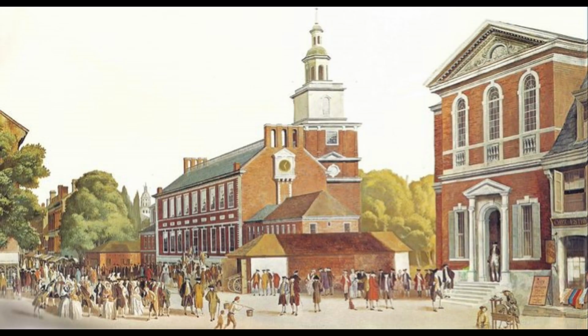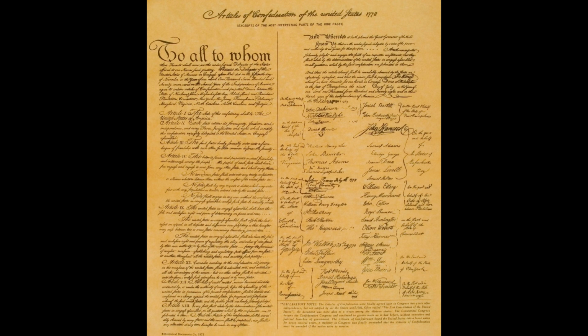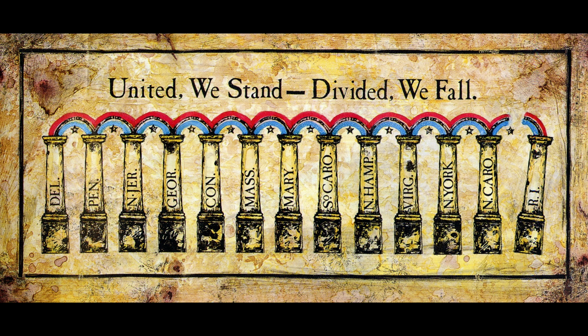The Constitutional Convention convened in Philadelphia on May 25, 1787, with the initial purpose of amending the Articles of Confederation. This was the governing document of the United States at this time. Delegates from 12 of the 13 states attended the convention. Rhode Island did not send a representative.